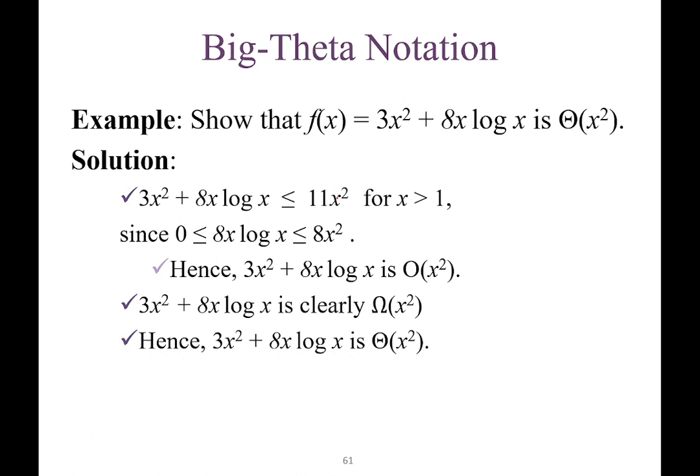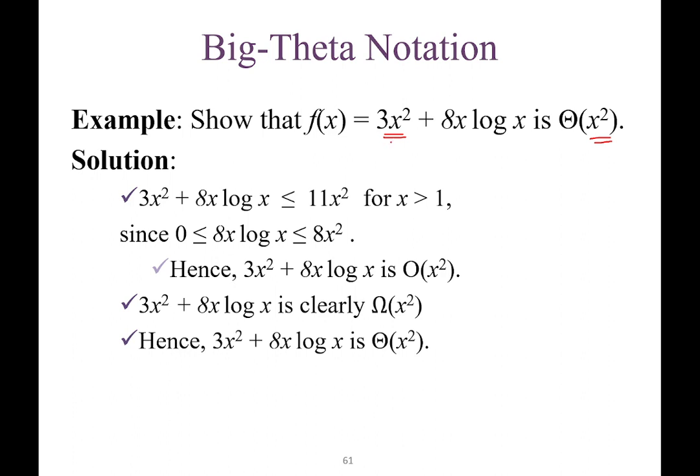Next, let's see an example of the big theta notation. We already know that for a polynomial function, we can just consider its leading term, x squared. So the other function is also x squared. So they are the same order. So we can say it's big theta of x squared.